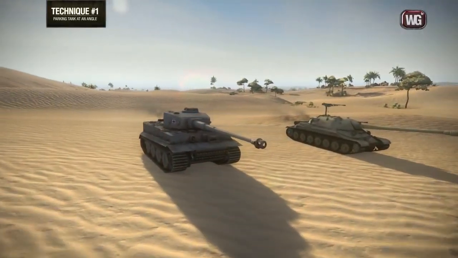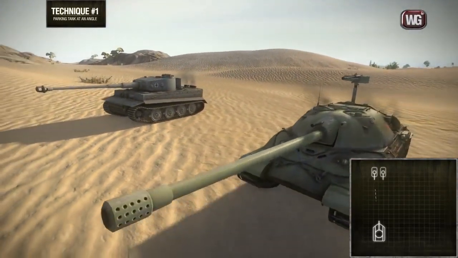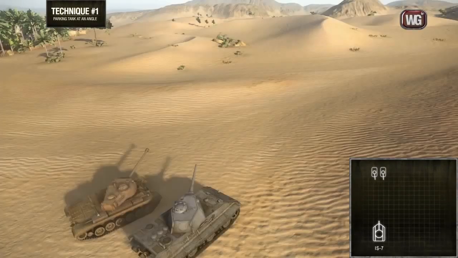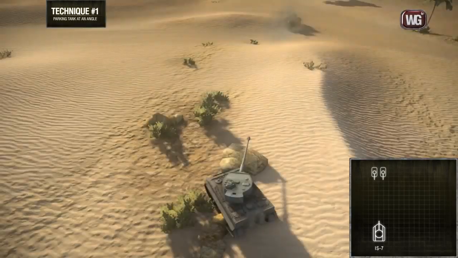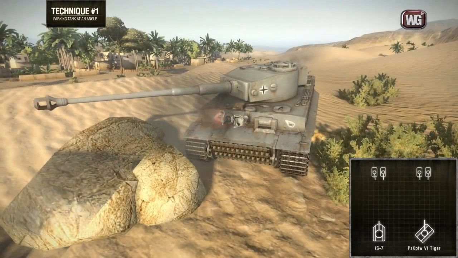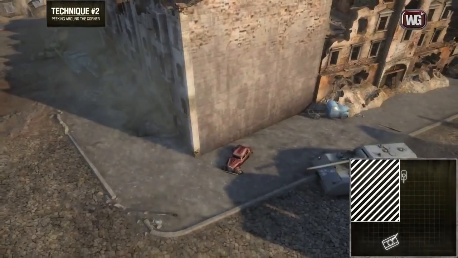Here's an example using two well-known vehicles. The Soviet heavy tank IS-7 is armored so heavily in the front and poorly on its sides that it's better to face the enemy head-on than diagonally. On the other hand, the German Panzer VI Tiger is more resistant when parked at an angle due to its massive flat frontal armor. Technique number 2, peeking around the corner.